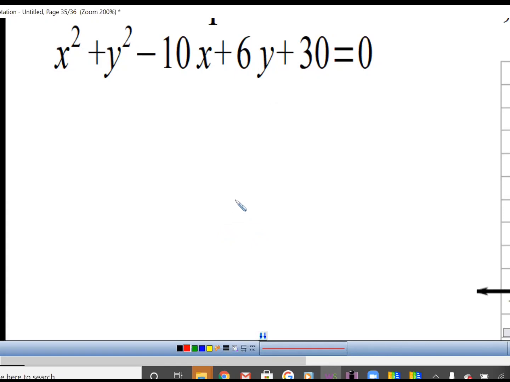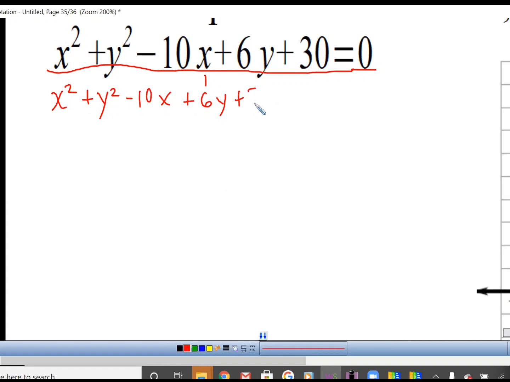Divide by the leading coefficient. What's the leading coefficient here? Well, it's an invisible 1, so I'm going to do that step so you guys can see it. Divide the entire equation by 1. So that ends up being x squared plus y squared minus 10x plus 6y plus 30 equal to 0.